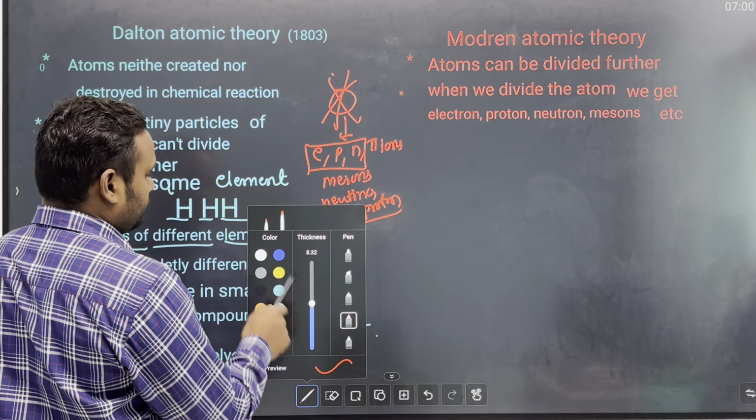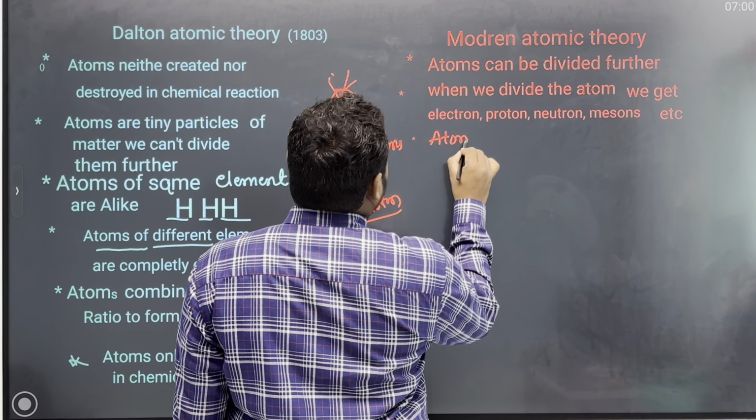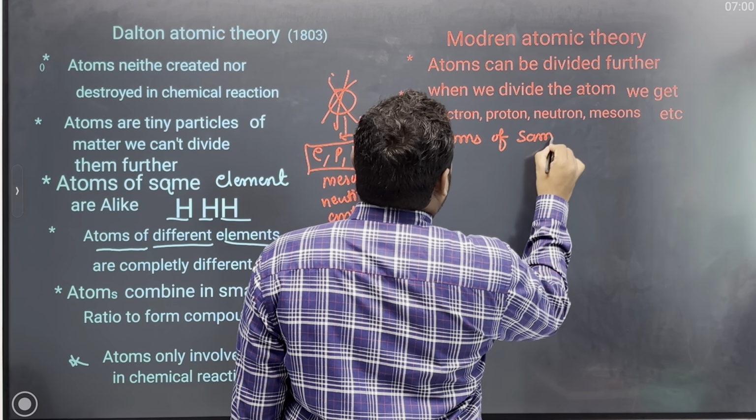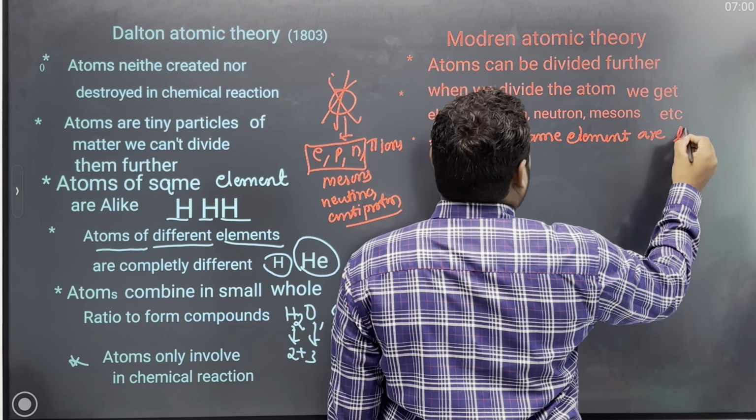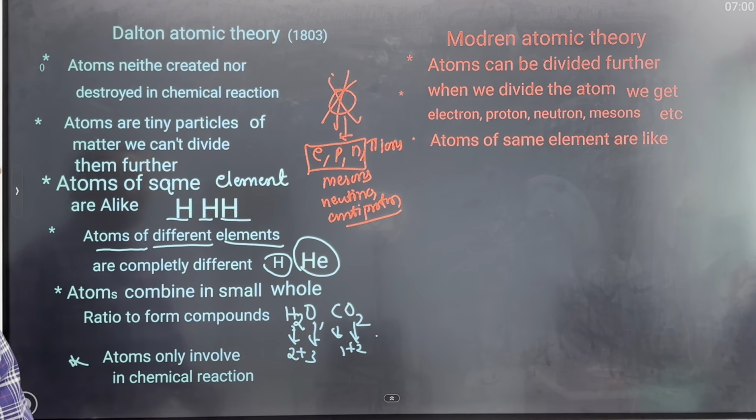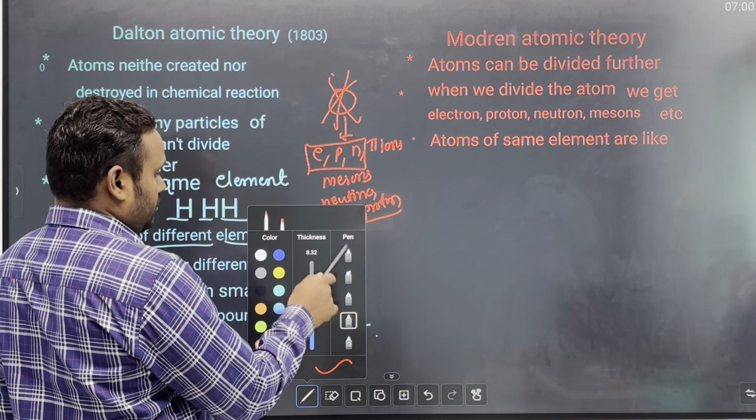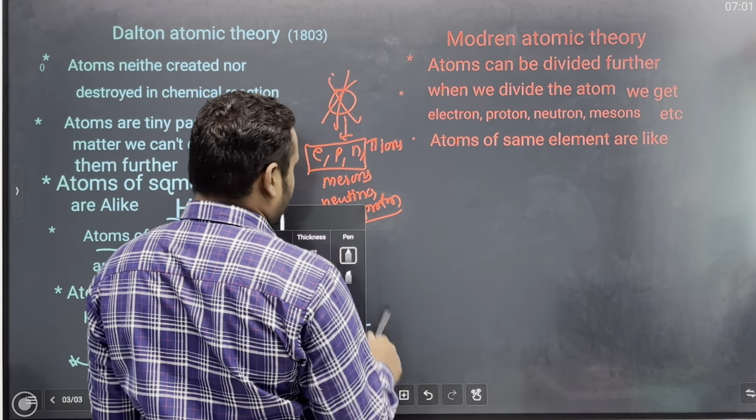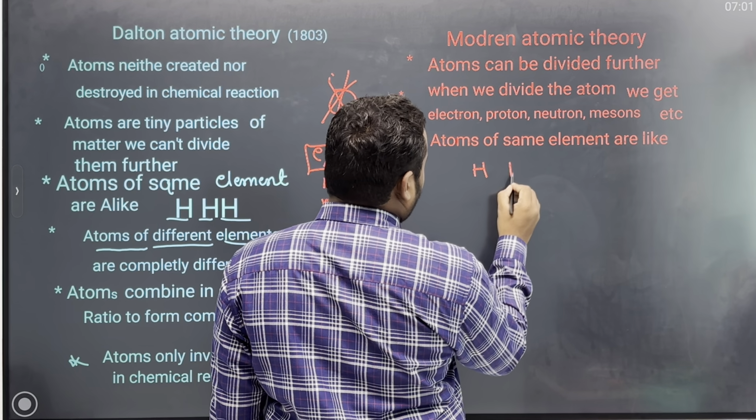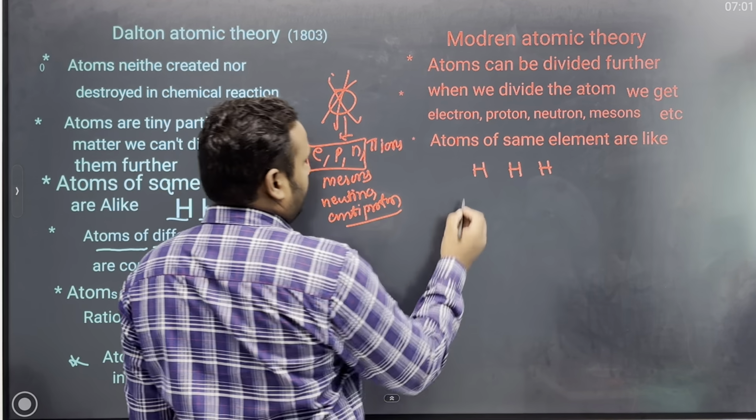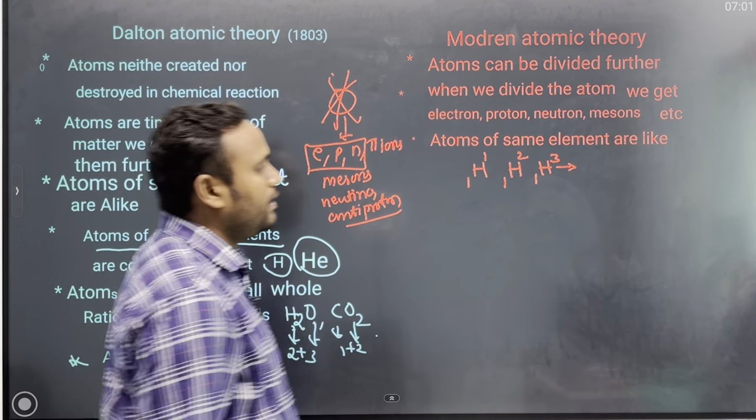So here John Dalton is saying atoms of same element are alike, but atoms of same element are alike only in some respects. What is the meaning of this? When you take the hydrogen only, here we have H-1, H-2, H-3. What are all these? Isotopes.